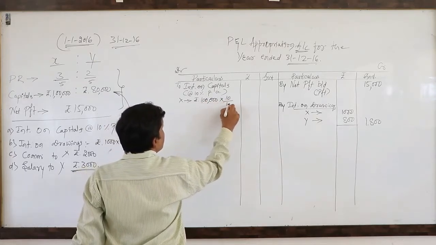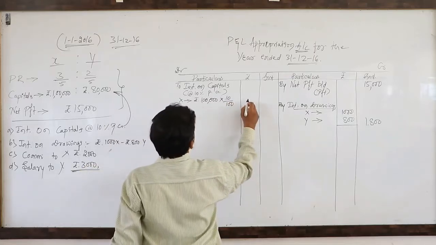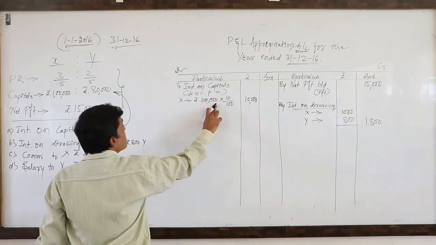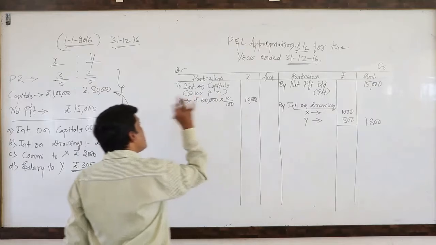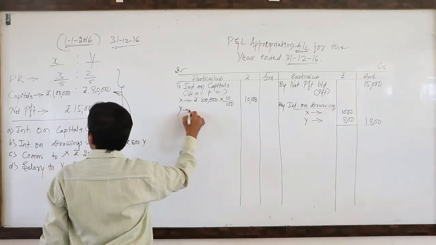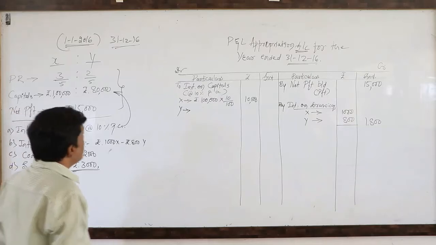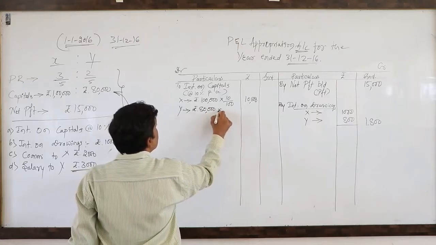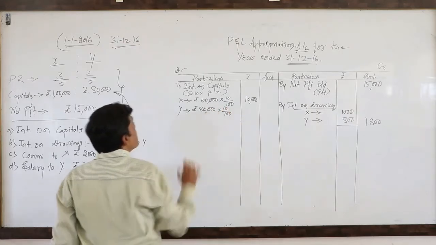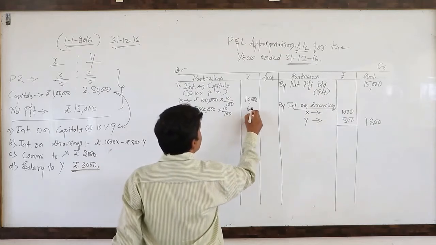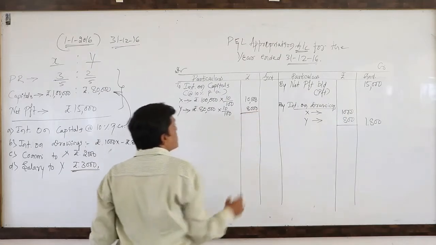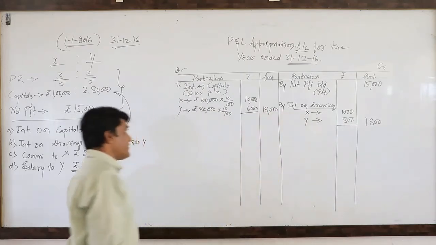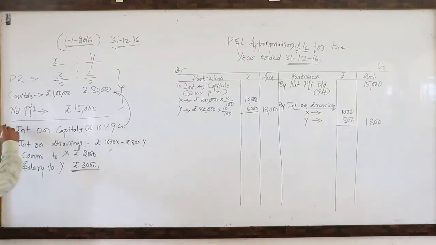into 10%, means 10 by 100. So this is 10,000. So just remove the last zero, so you can get 10% of rupees 1 lakh. So next, Y's interest on capital. Now the capital of Y is rupees 80,000 into 10 by 100, that is the 10%. So interest on which is rupees 8,000. Total interest on capital rupees 18,000. Okay. So first point is completed.